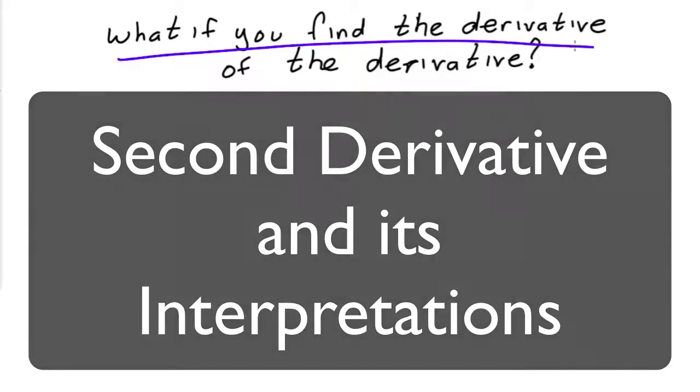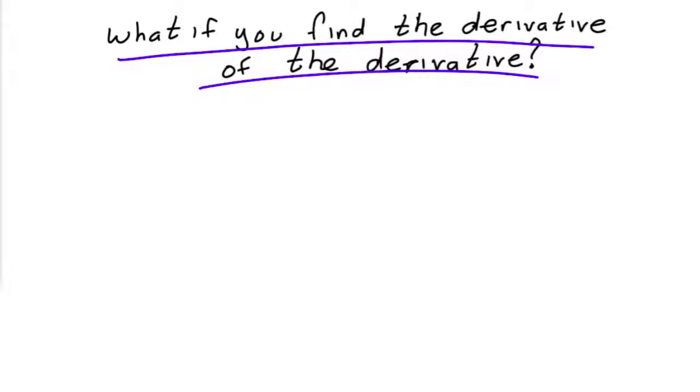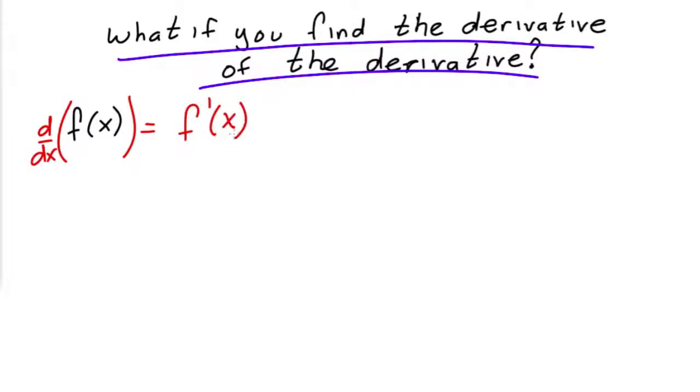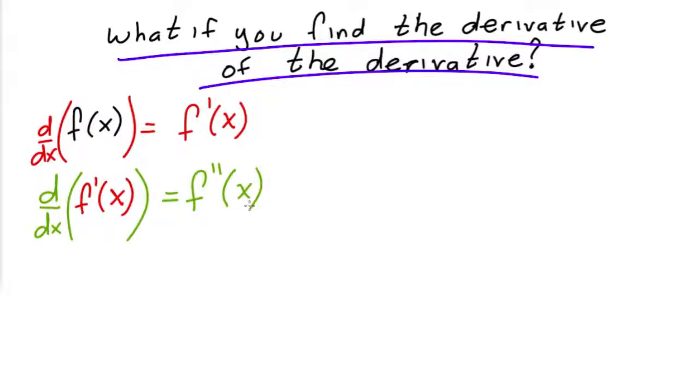One of the questions that comes up is what happens if you get the derivative of the derivative? Well, if you have a function, let's say f of x, and you get the derivative of that guy, that's f prime of x. But actually you can get the derivative of the first derivative, and that would give you the second derivative. And the way you denote it is f double prime of x, or the second derivative.